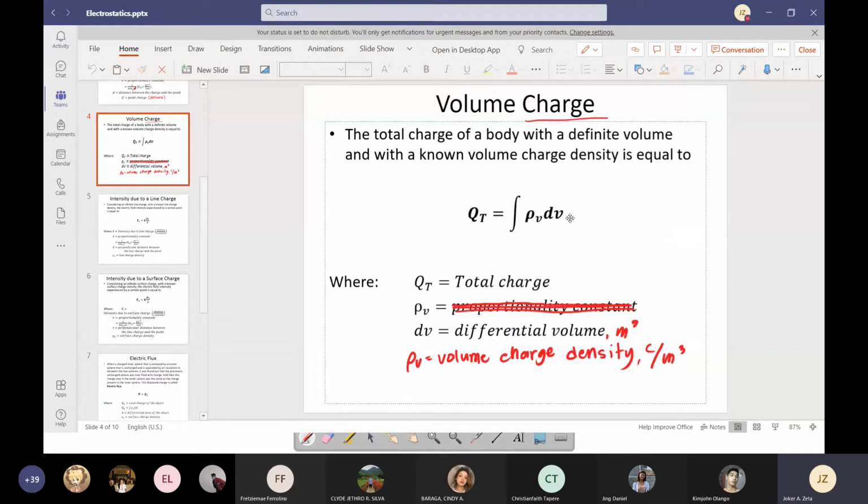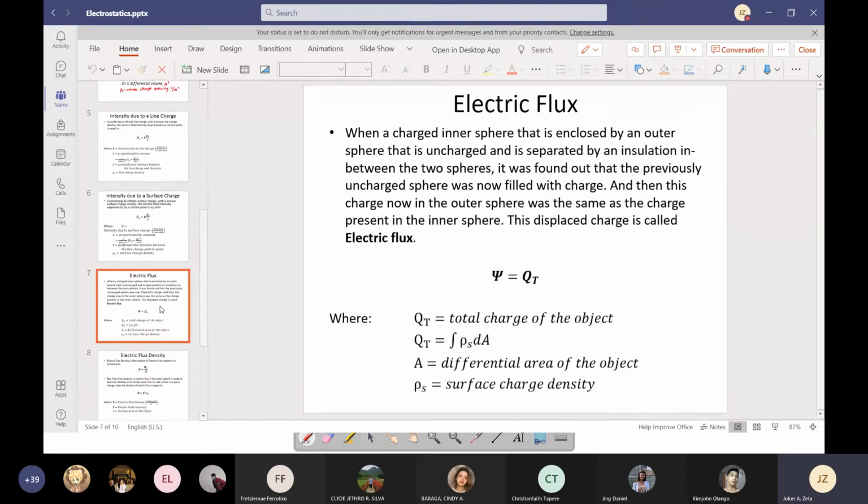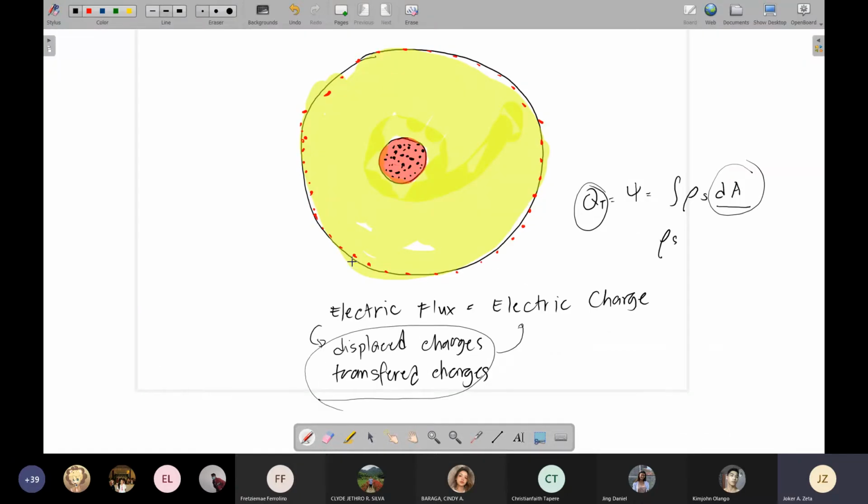So this is the difference between electric flux and volume charge. For volume charge, you have to determine the charge in the whole object with a certain volume. But electric flux just determines the displaced charges on the surface of an object. Now, why only the surface, sir? It's because when they are displaced, the charges go through the surface of the object.